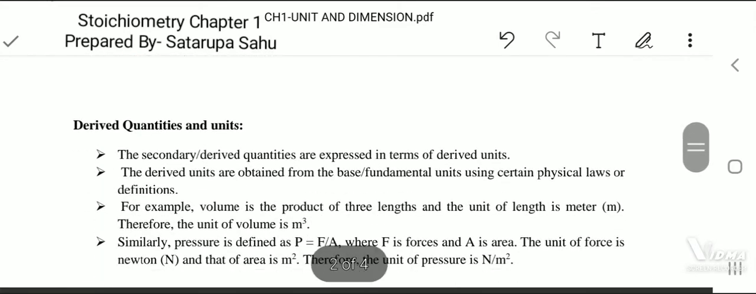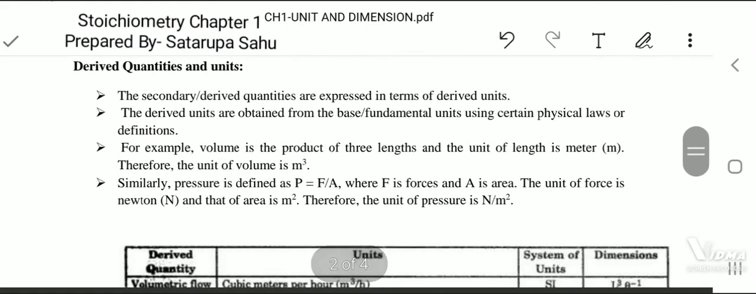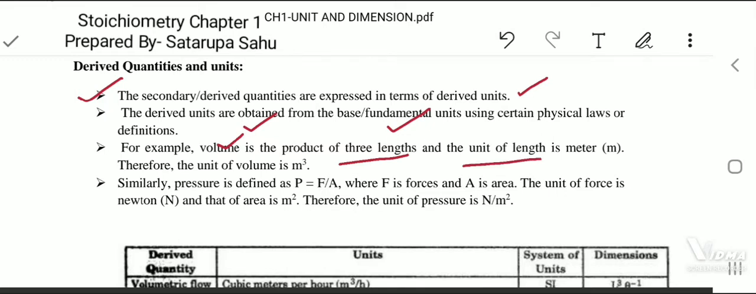Now let's come to the derived quantities and units. The derived quantities are expressed in terms of the derived unit, and the derived units are obtained from fundamental units. For example, volume is the product of three lengths. Now the unit of length is meter, so the unit of volume will be meter cube. Similarly, pressure is expressed as force per unit area. The unit of force is Newton and the unit of area is meter square. So the unit of pressure will be Newton per meter square.